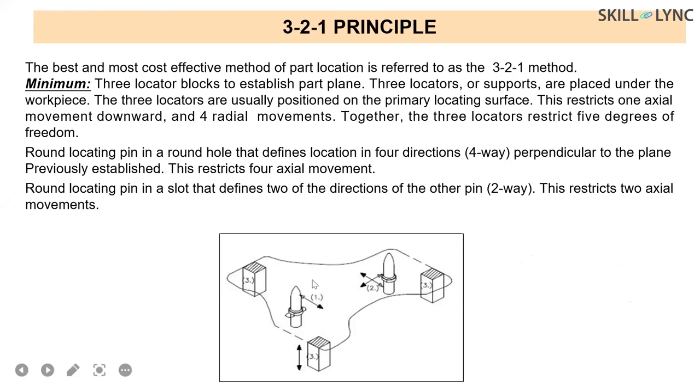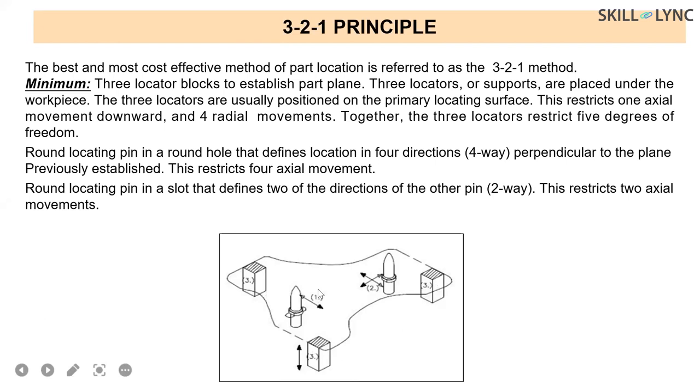Consider I will have a core panel. Totally we have 12 degrees of freedom. How am I going to arrest them? Consider I have three principal locators, which are mentioned here, right? If I have three principal locators, what will happen? My component won't be able to move in the downward direction. Clear, guys?